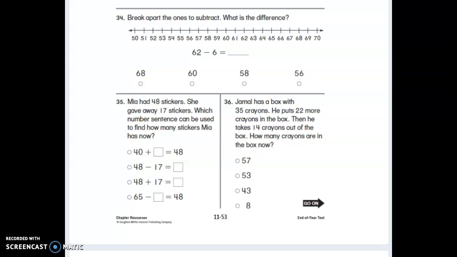Number 35. Mia had 48 stickers. She gave away 17 stickers. Which number sentence can be used to find how many stickers Mia has now?